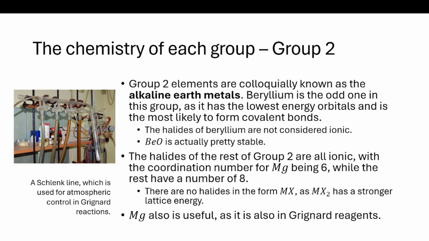Now, the halides for the rest of group 2 are all ionic. And specifically for magnesium, its coordination number is going to be 6, while the rest are going to have a coordination number of 8. Now, there are no halides in the form MX, where M refers to an alkaline earth metal atom having only one electron removed. That's not going to happen. And that's simply because if we look at MX versus MX2, due to Coulomb's law, there's going to be a stronger lattice energy. There's going to be greater electrostatic attraction between the cation and the anion.